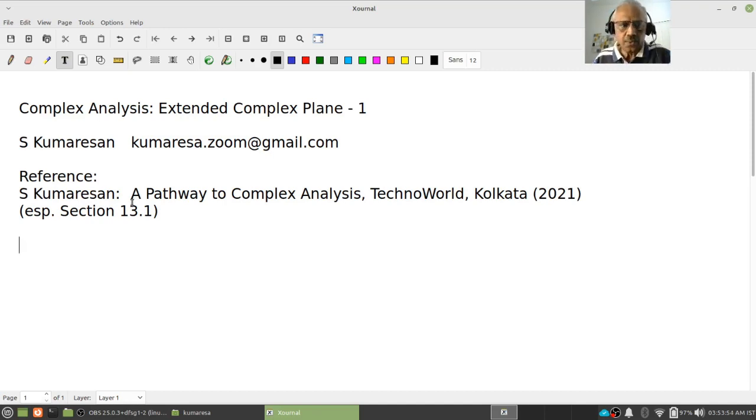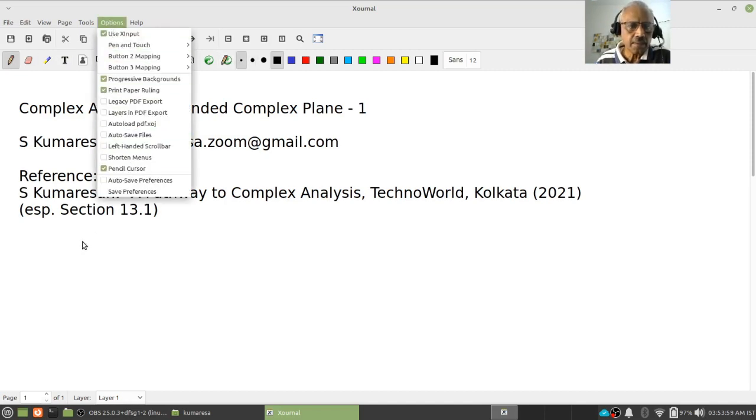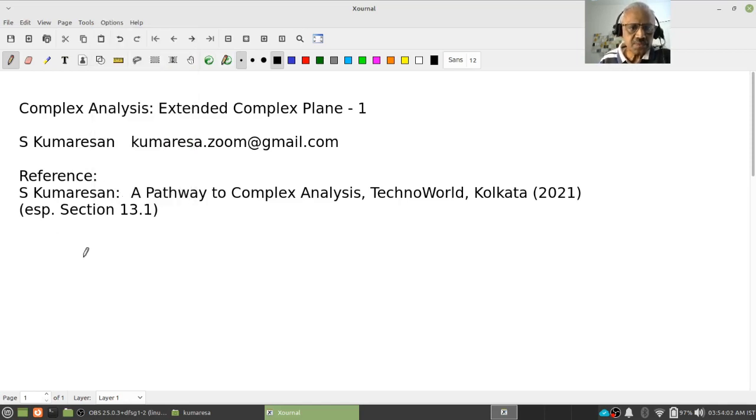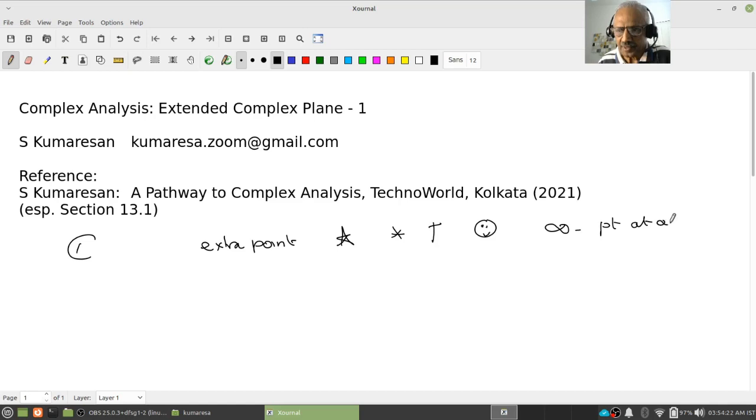So we have C, and then we want to attach an extra point. I can call it a star, I can call it this, but usually it is called the point at infinity, with the infinity symbol read as point at infinity. So we are going to take a new set, C union the singleton infinity. This is called the extended complex plane.